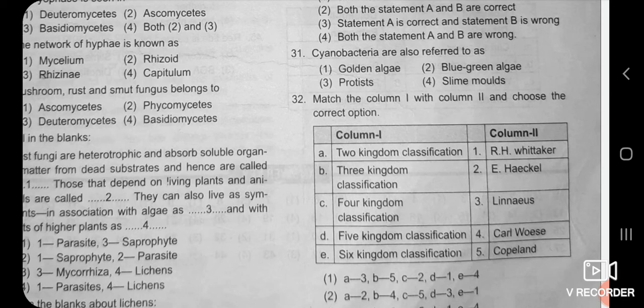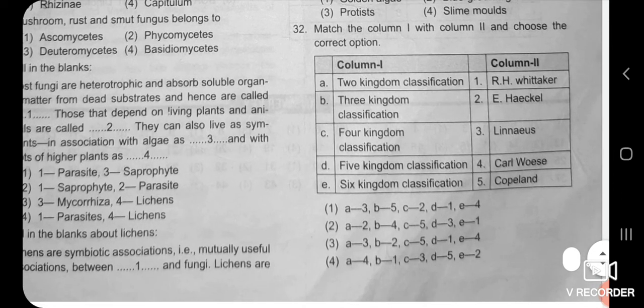Cyanobacteria are also called golden algae, blue-green algae, slime mold, or Protista. So cyanobacteria are also called the blue-green algae. Number of times we have seen that it is called the blue-green algae. Next one.